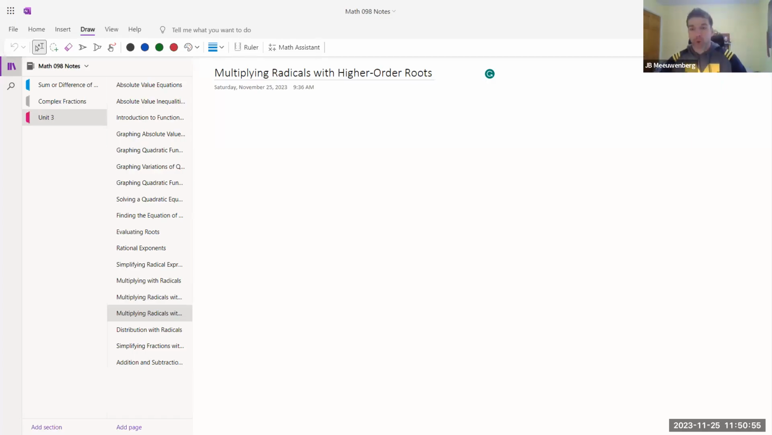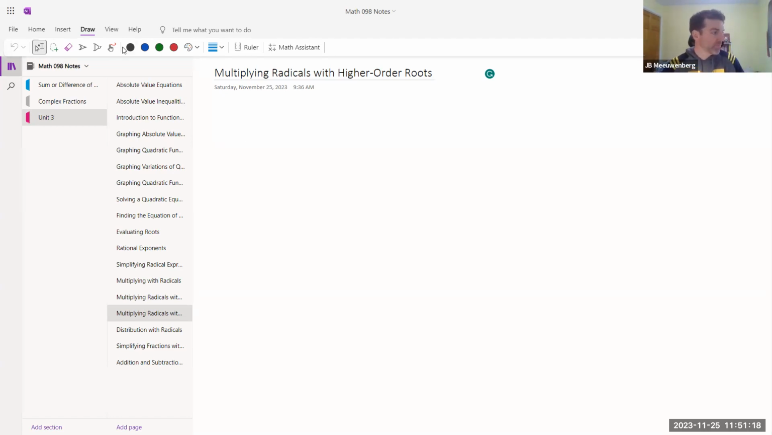Well, we've looked at multiplying radicals together. We've looked at multiplying and simplifying them. We've looked at when they have variables, but those have all been with square roots. Now let's look at how we multiply radicals with higher order roots, like cube root or the fourth root.